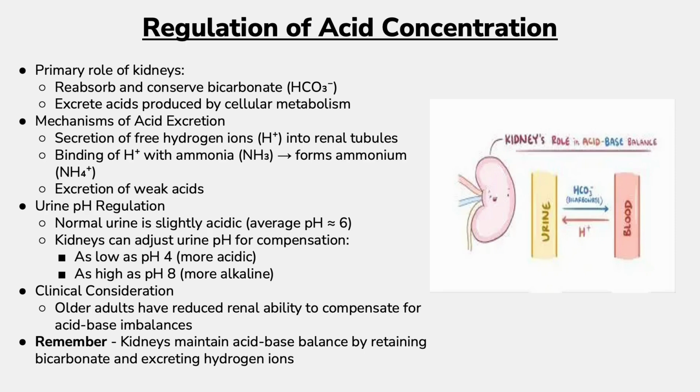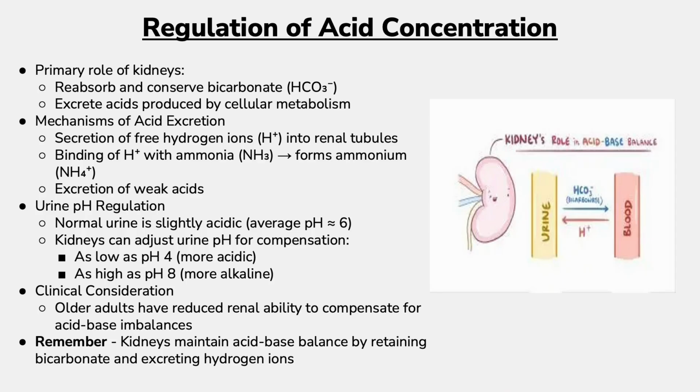The primary role of the kidney is to maintain pH by absorbing and conserving bicarb, which acts as a base, and by excreting acids that are produced during normal cellular metabolism. So when metabolism happens in cells, acid is formed, and so the kidneys excrete that. This makes the kidneys a key player in the long-term acid-base regulation.